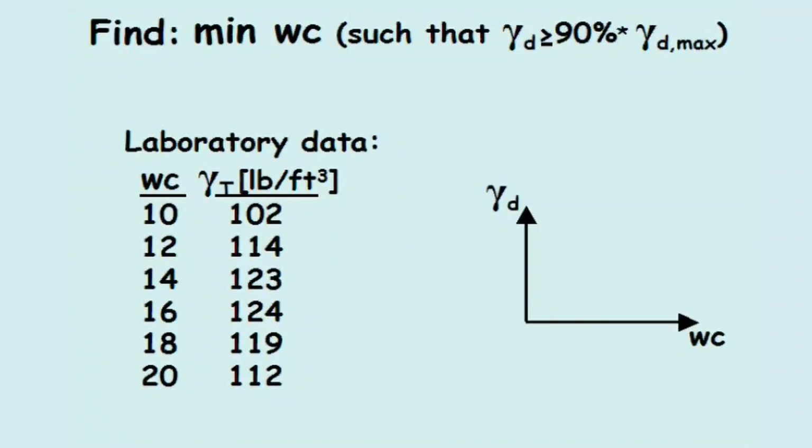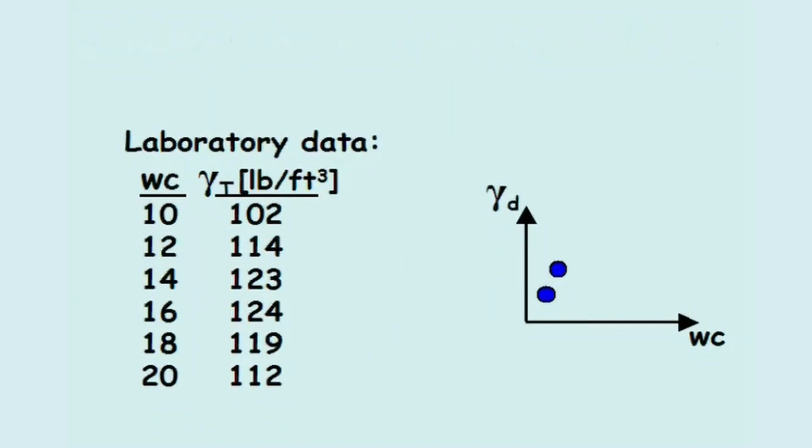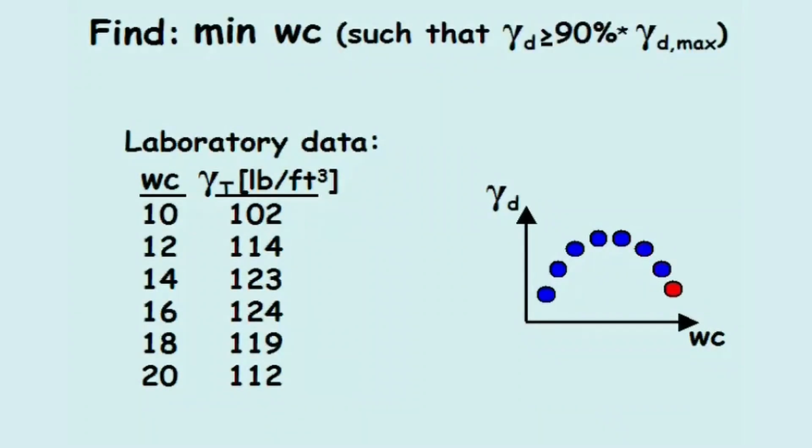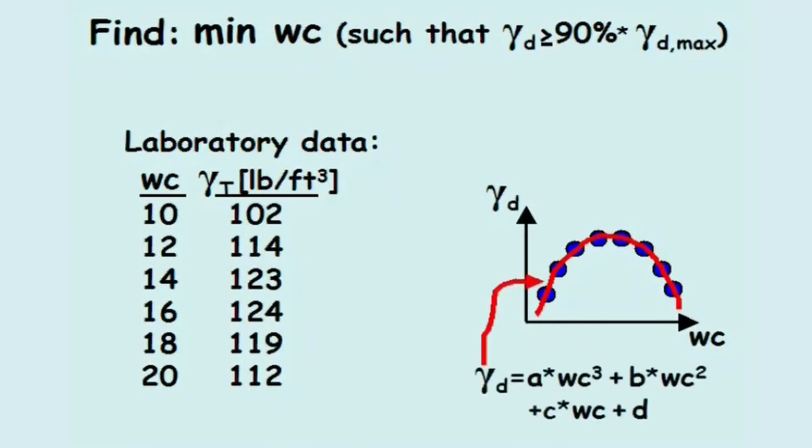To solve problems like these, we plot the water content by the dry unit weight for all of our data. Next, we plot a line of best fit through this data set and determine a third-degree polynomial expression for the dry unit weight, given the water content. The optimum water content will occur where the first derivative of this equation is 0 and the second derivative of this equation is negative. The dry unit weight corresponding to the optimum water content is the maximum dry unit weight.